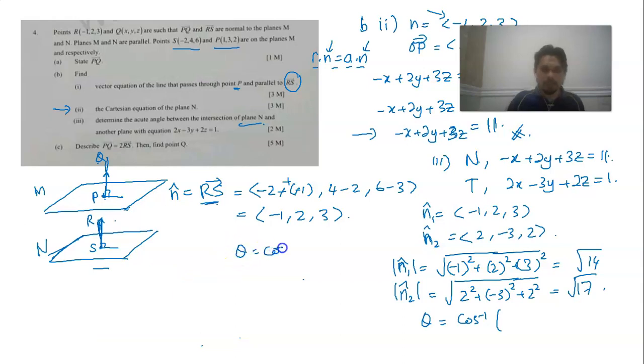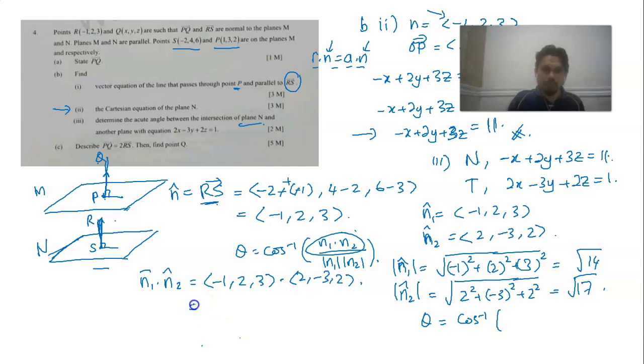Theta equals arccos of N1 dot N2, the dot product, over the modulus of N1 times the modulus of N2. For this one, N1 dot N2 equals (-1, 2, 3) dot (2, -3, 2). So -1 multiplied with 2 is -2, plus 2 times -3 equals -6, plus 3 times 2 equals 6. So -2 minus 6 plus 6 equals 0.